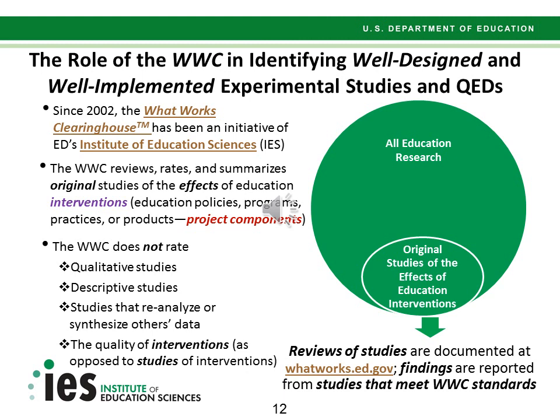The role of the What Works Clearinghouse for the Department of Education and for other stakeholders is to identify well-designed and well-implemented experimental and quasi-experimental design studies that can inform education decisions. Established in 2002, the WWC is an initiative of the Department's Institute of Education Sciences. The WWC reviews, rates, and summarizes original studies of the effects of education interventions, which include education policies, programs, practices, or products, that is, project components as defined in the theory of action for an education project.